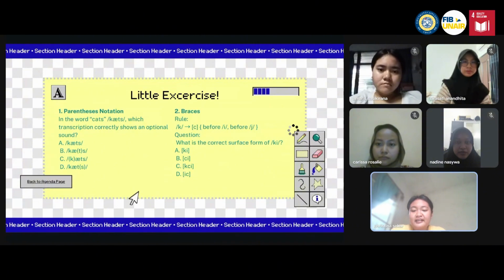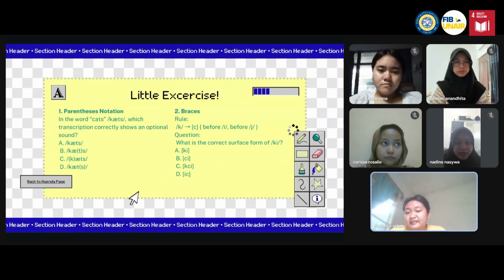And in here we have a little exercise to understand the material better. The first one is the parenthesis notation. The question is, in the word cats, which transcription correctly shows an optional sound? And the right answer is B. Why? Because parentheses show a sound that may appear or disappear in real speech.